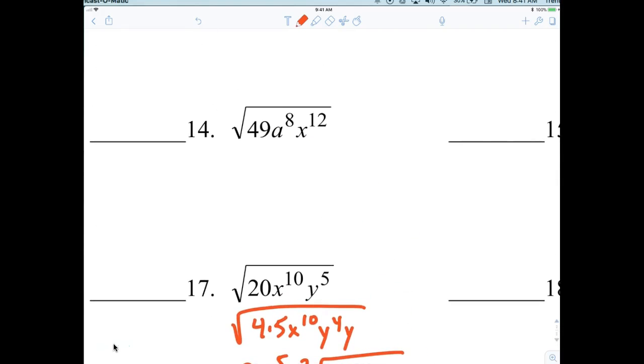Okay, number 14. Bella, what did you get? Look up and just tell me what the answer is. 49 is 7. Good. Slow down now. Take your time, all right? Dividing by 2 is a killer. I understand. That was so hard. The radical is not there because all of them are perfect squares.